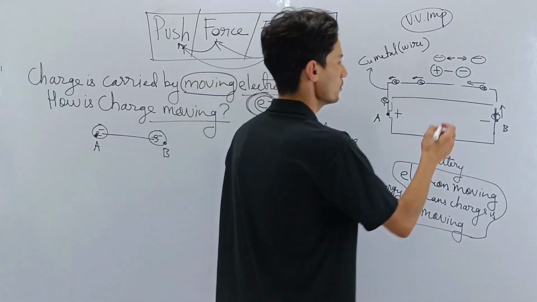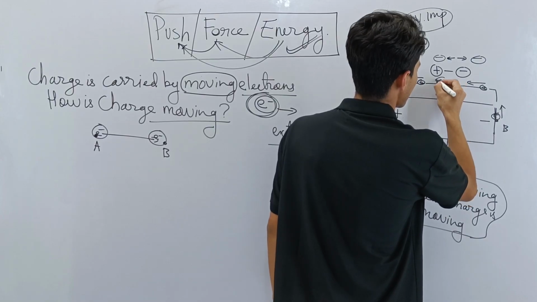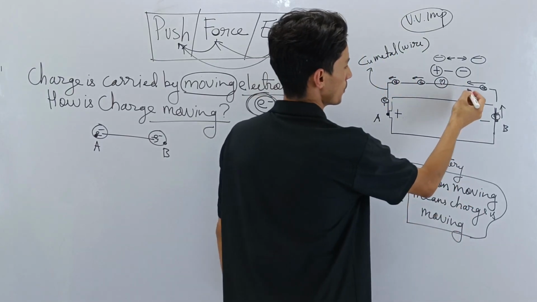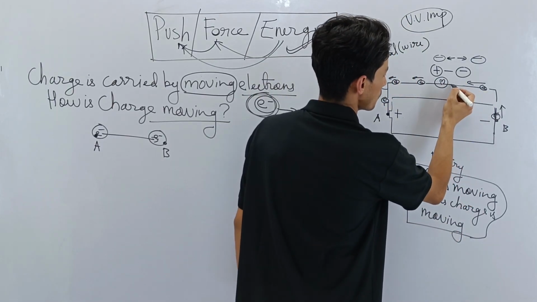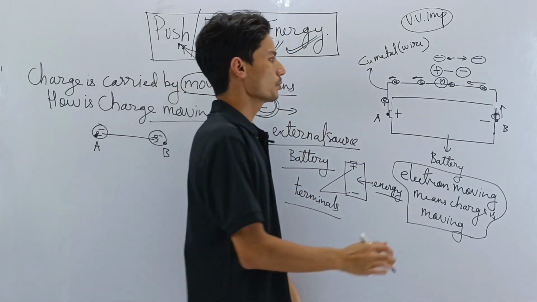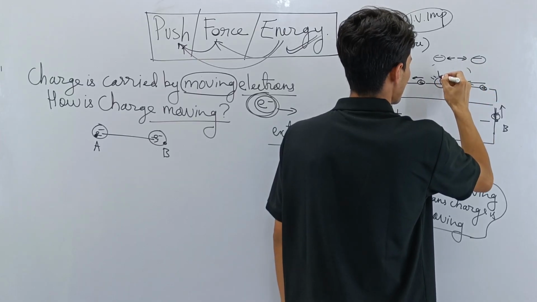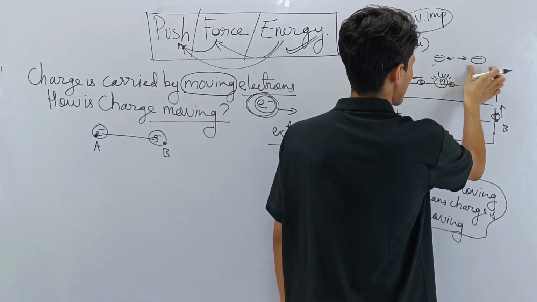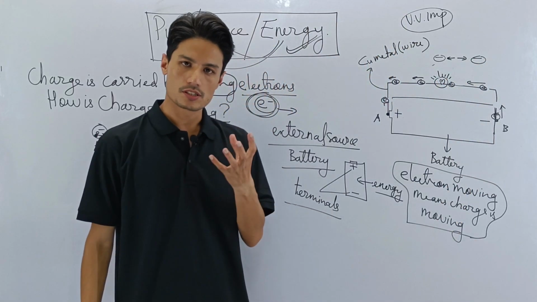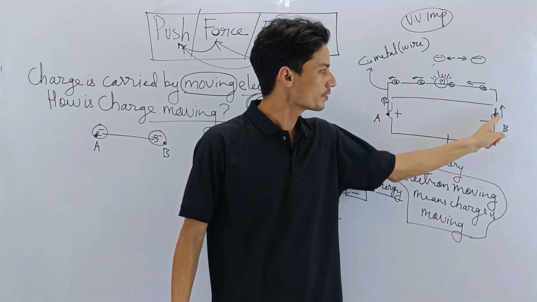So if you connect a bulb in between, then this bulb will detect this electron which is moving, and when the bulb detects the electron which is moving, what will happen? The bulb will glow. So the bulb will now start glowing. Why? Because the bulb is detecting charge. The bulb is actually detecting the negative electron moving.